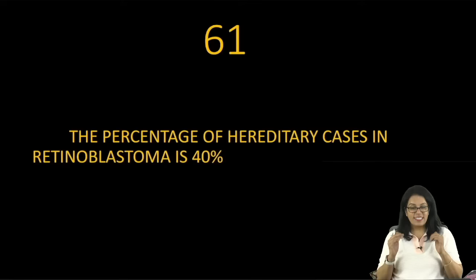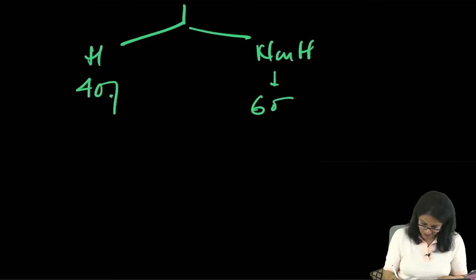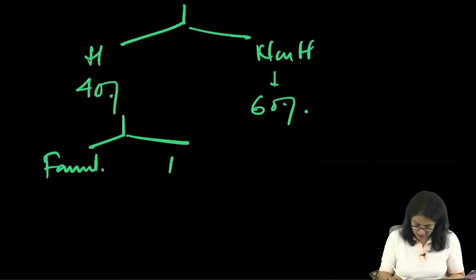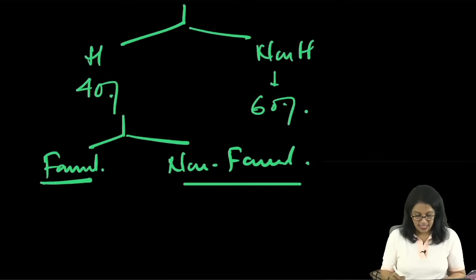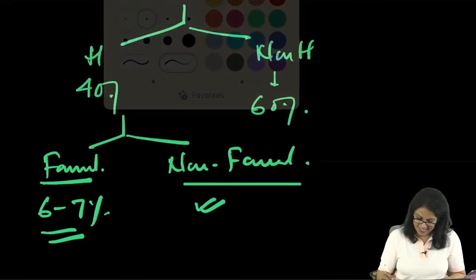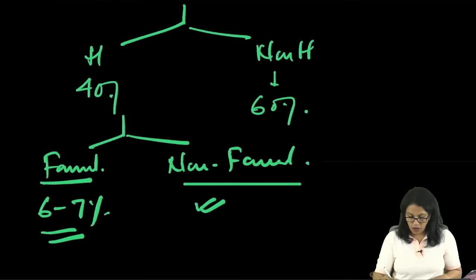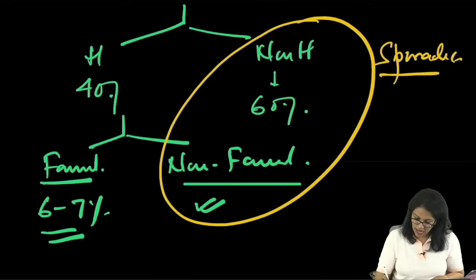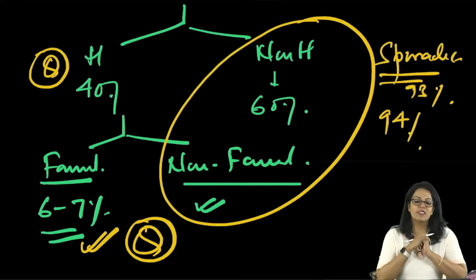Okay. Next question. The percentage of hereditary cases in retinoblastoma is 40%. So that means non-hereditary kitne ho gaye? So hereditary is 40% and non-hereditary is 60%. Theek hai? Now in hereditary you have to think it can be either familial or non-familial, isn't it? No family history or with a family history. Okay, out of the 40%, you just remember like this, 6 to 7% are familial and the rest are non-familial. Okay, so what are sporadic cases? Sporadic matlab they are non-familial, non-hereditary. This is what is sporadic. So sporadic cases are around 93 to 94%, and the rest are familial. So this was also an exam question, and the percentage of hereditary and non-hereditary is also an exam question. So I hope you will be able to answer these questions.